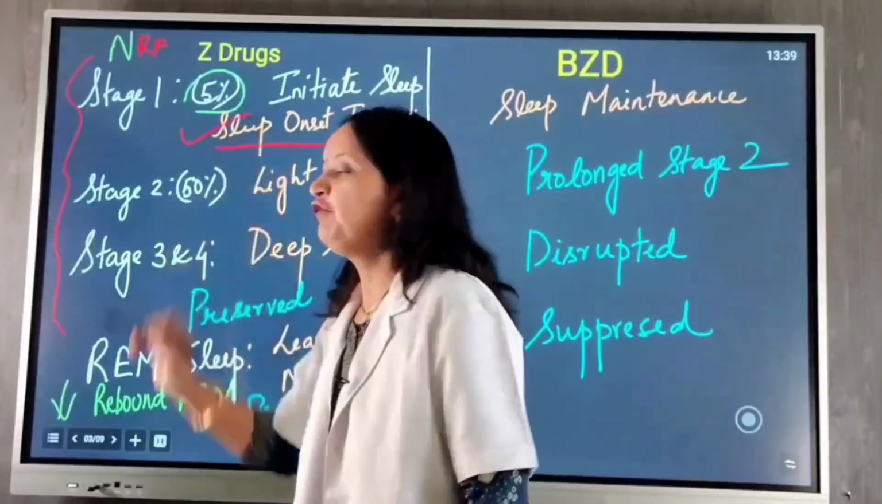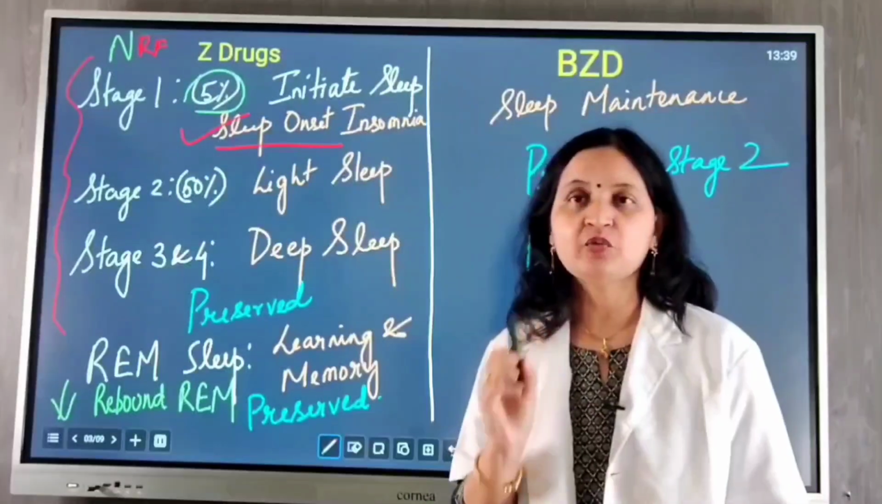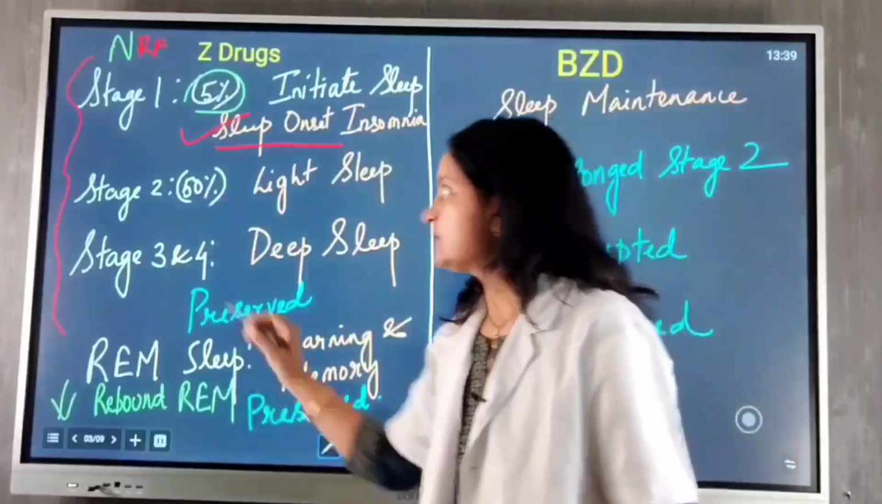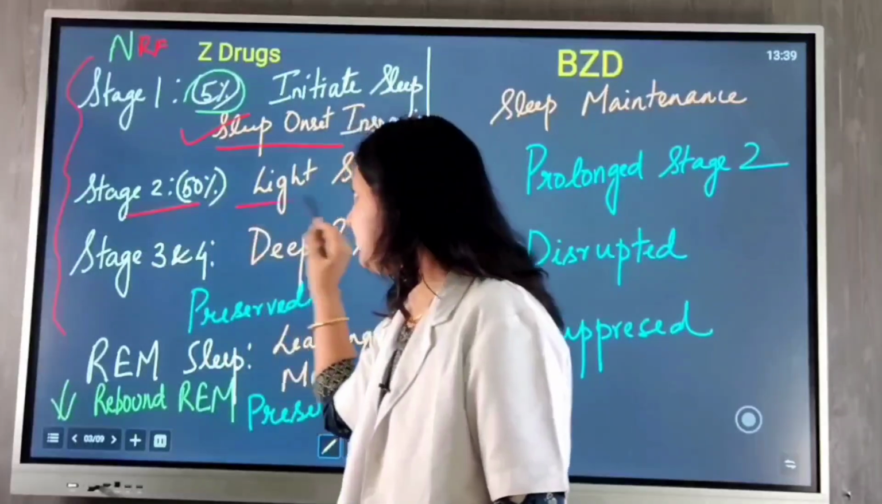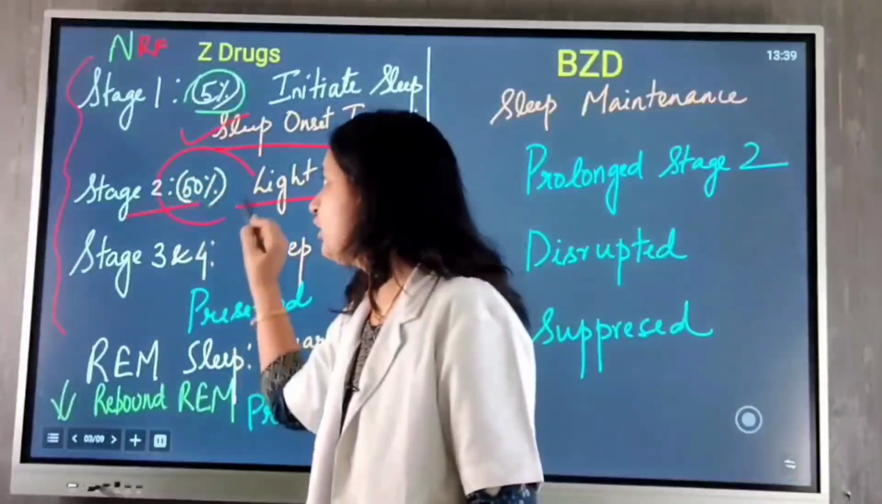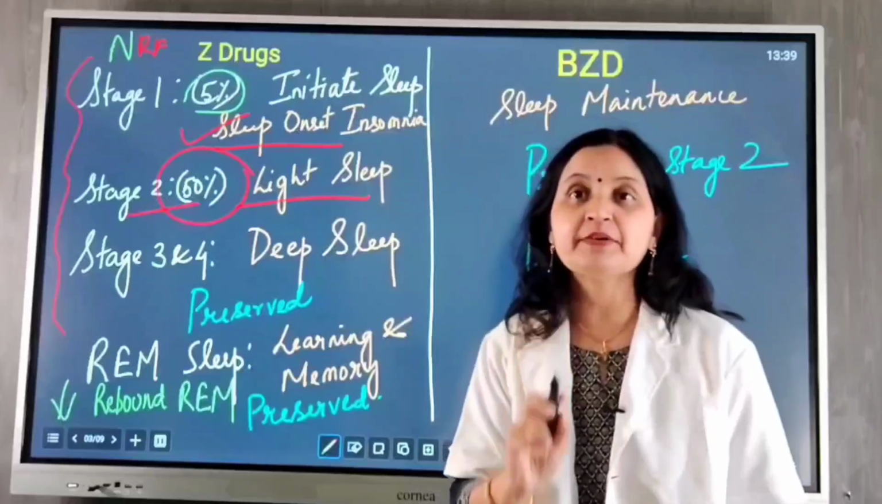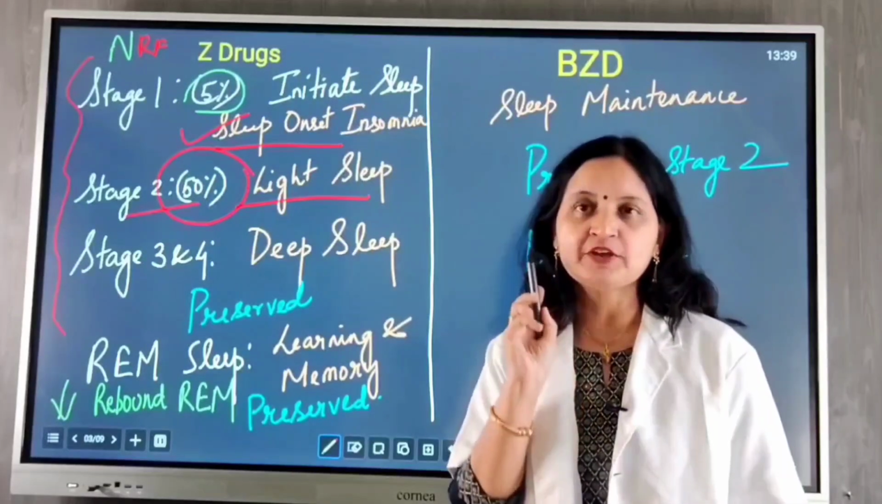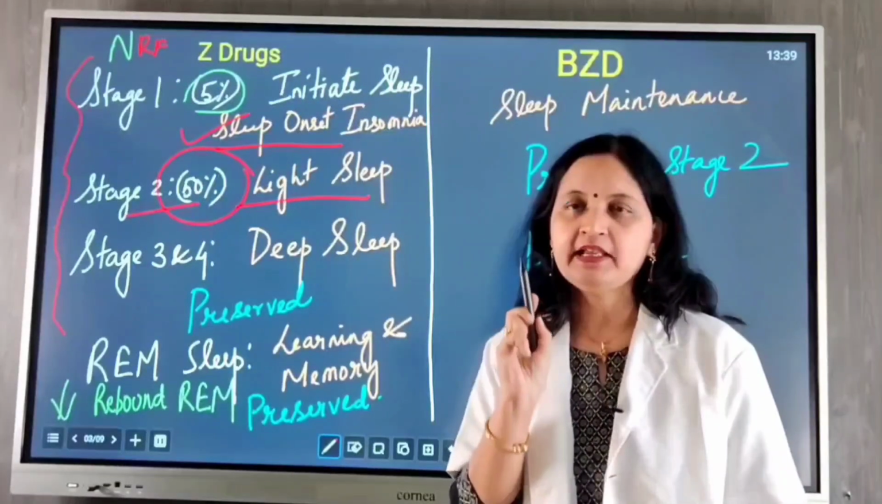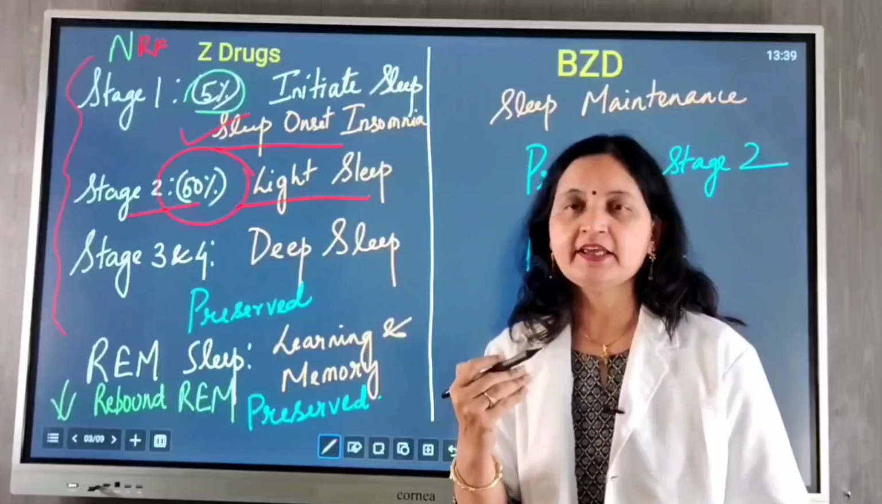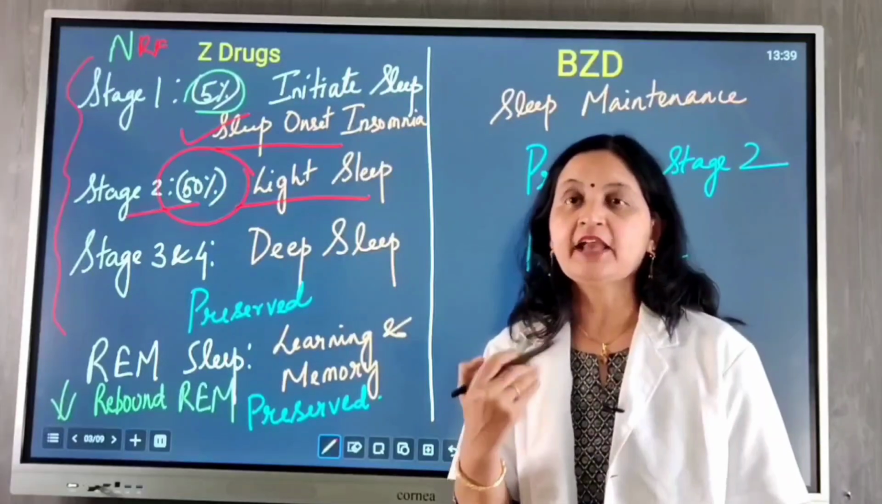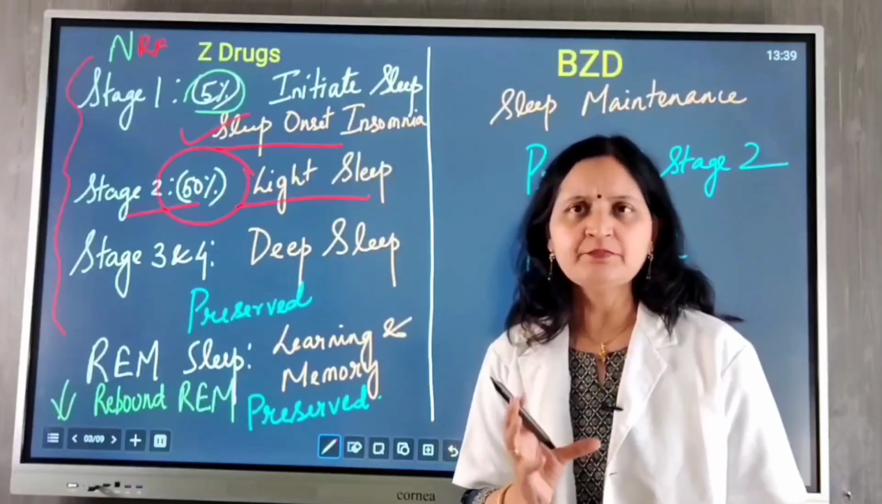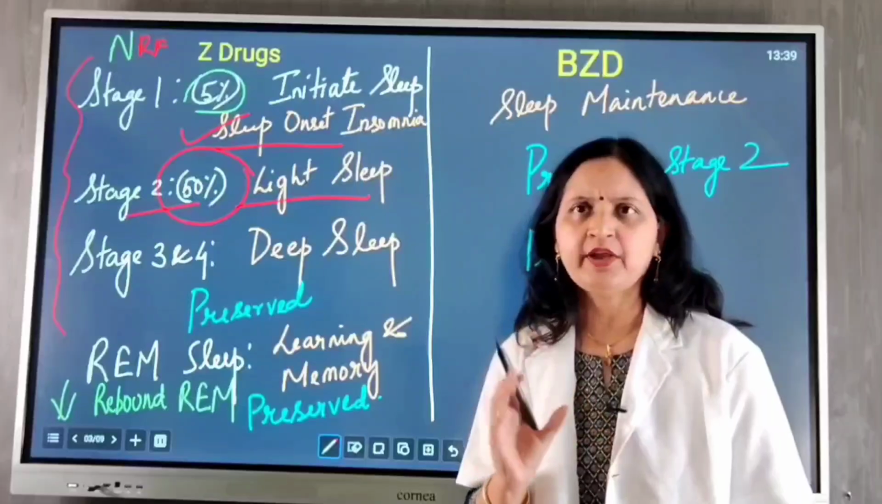So, difficulty in falling asleep if stage 1 is impaired. Now, stage 2, which is light sleep, constitutes the majority of the sleep time, that is 50%. So, in stage 2, the person is rested but can be easily aroused. And this provides rest to the muscle and brain.